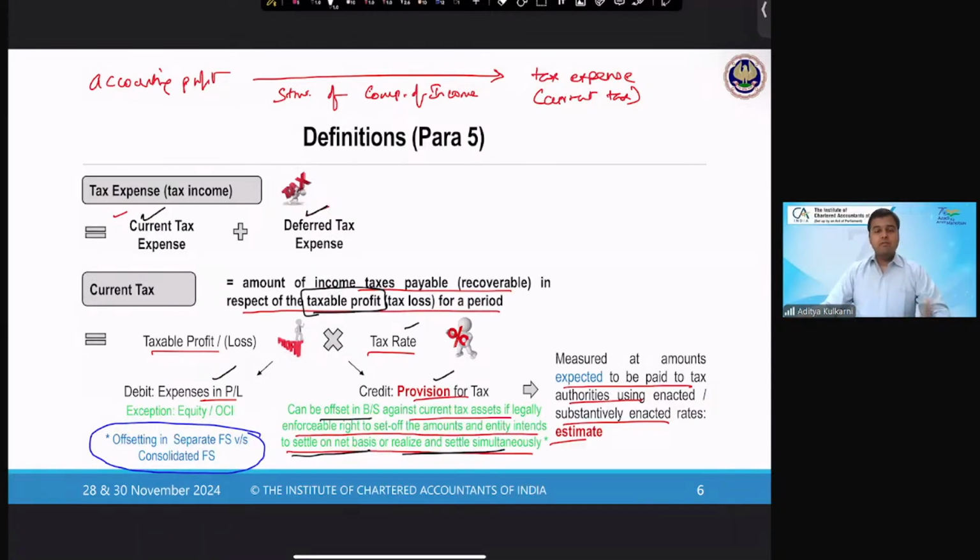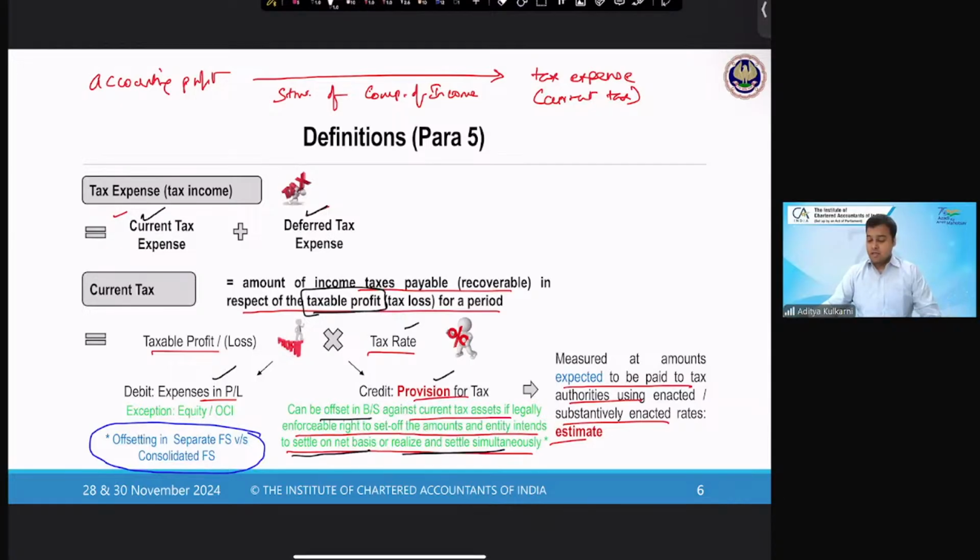And obviously, we will be adjusting it. We will be settling it on a net basis. Whatever is the differential, I'll get a refund or I will pay depending on whatever is your payment status. If you have paid more advance tax, you will get a net refund. If you have paid short, you will do a net payment. So when that is the case, you can do an offsetting of the current tax assets, which is your advance tax and TDS, and your provision for current tax that is sitting as a liability. Are we okay with this?